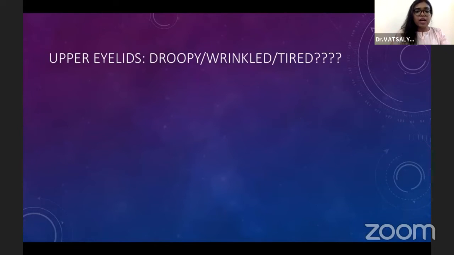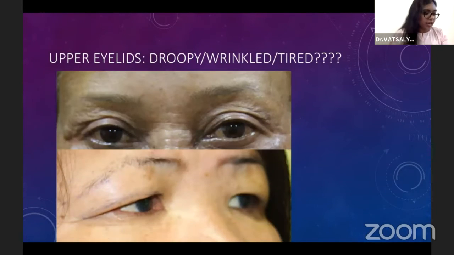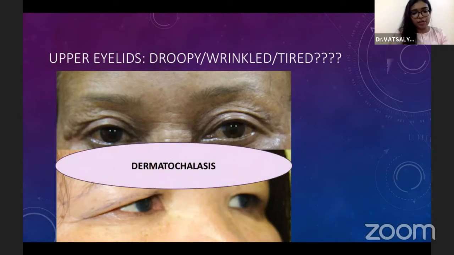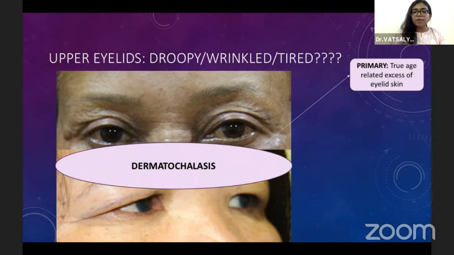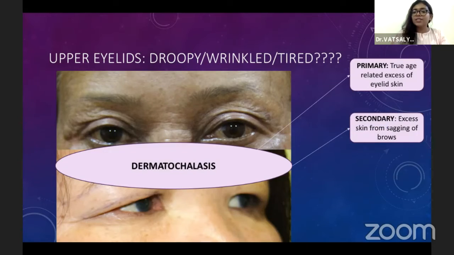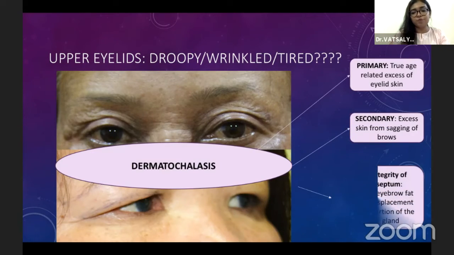Upper eyelids: droopy, wrinkled, or tired. Upper eyelids independently and profoundly impact the overall facial appearance and expression. So the appearance of the upper eyelid as droopy, wrinkled, or hooded can diminish the prior youthful appearance. Upper eyelid dermatochalasis is primarily a result of true age-related excess of eyelid skin, and secondarily a result of excess skin from sagging of the brows.